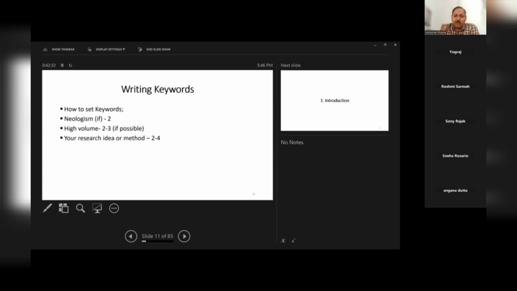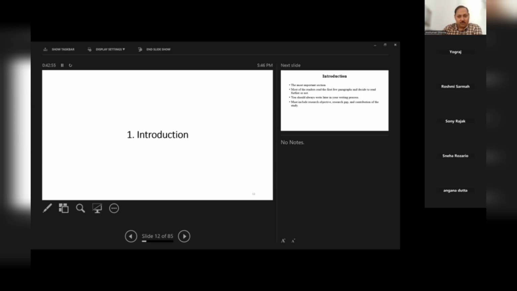Instead of using one single word as a keyword, you can use a combination of 2 to 3 words as a keyword. Of course, you have to find them from the literature. It's not that you are going to discover this kind of thing. You need to find something from the literature. See what other people have done, how they have written in the research papers that you are reading for your literature review purpose. And accordingly, you can do that.